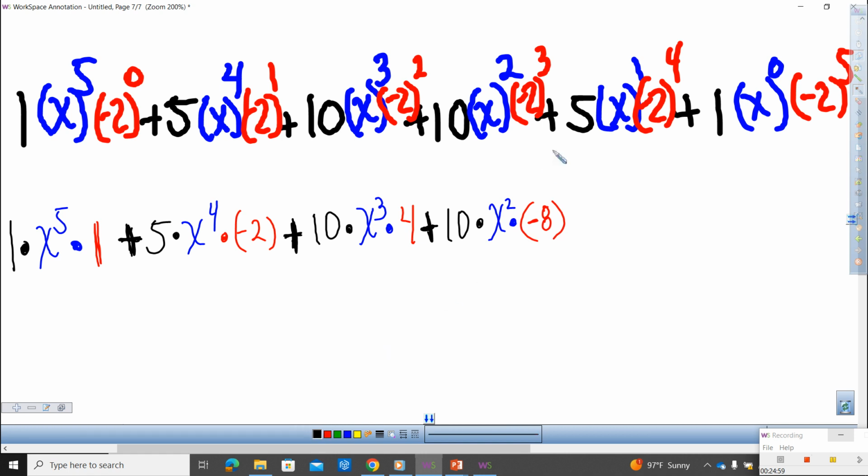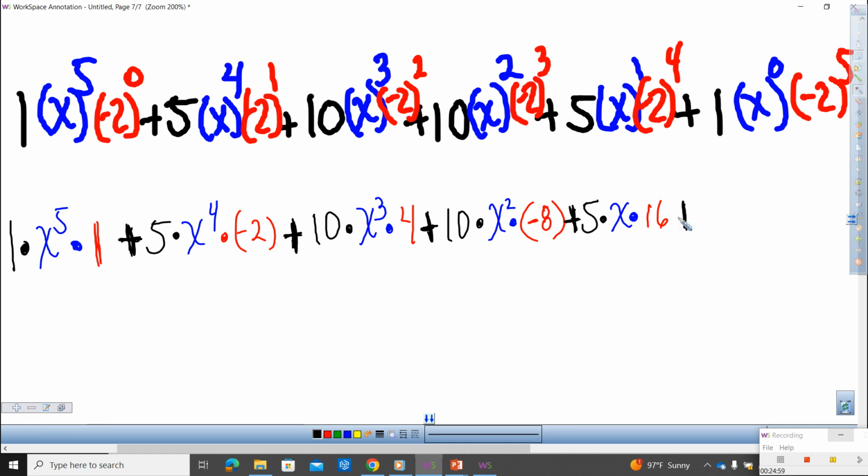Bring down the plus sign. 5 to the invisible 1 is 5 times. What is x to the first power? X times. What is negative 2 times negative 2? That's 4. Times negative 2, that's negative 8. Times negative 2, that is positive 16.